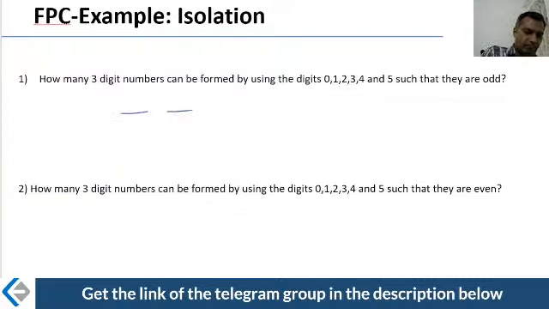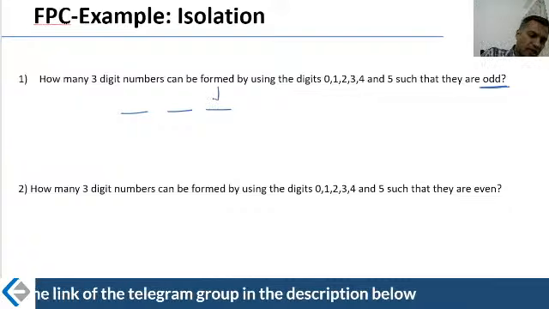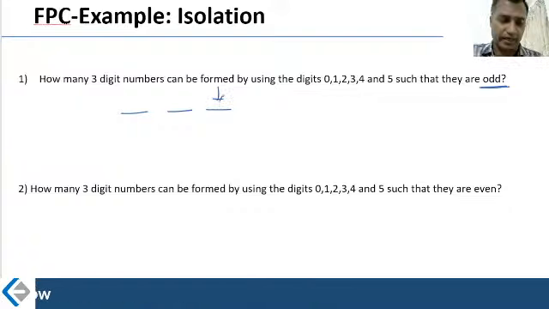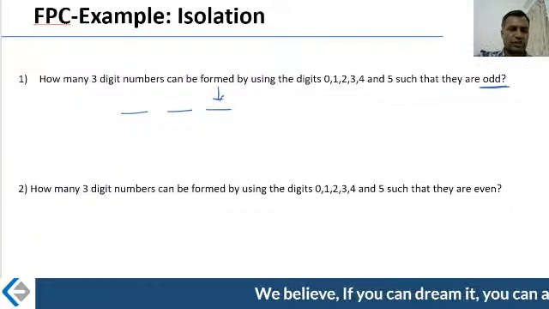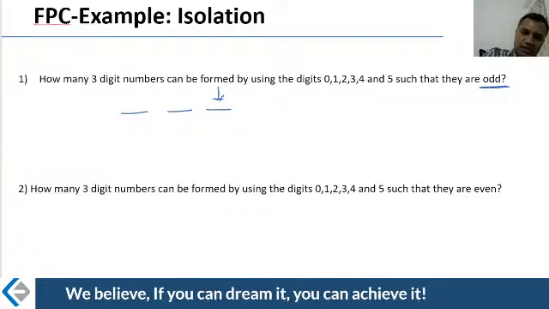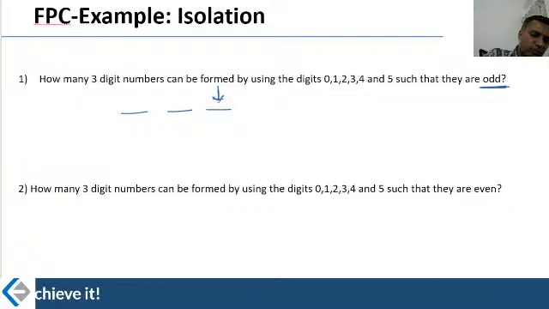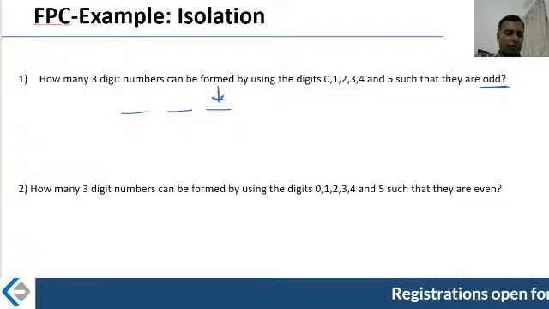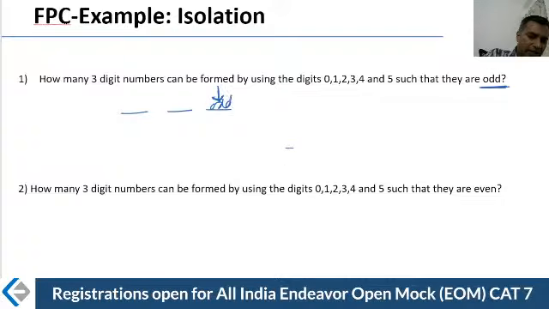Another 3-digit number. So what did he say? Odd. You may say, shall I start here? You can start anywhere you like, because it's a technique of isolation. Isolation means which place you fill first does not really matter. Now, how do you understand that the given number is odd? The units place should be odd. This particular place where I'm putting an arrow should be odd. If this place is odd, which means what? I can fill it with 1, I can fill it with 3, or I can fill it with 5.